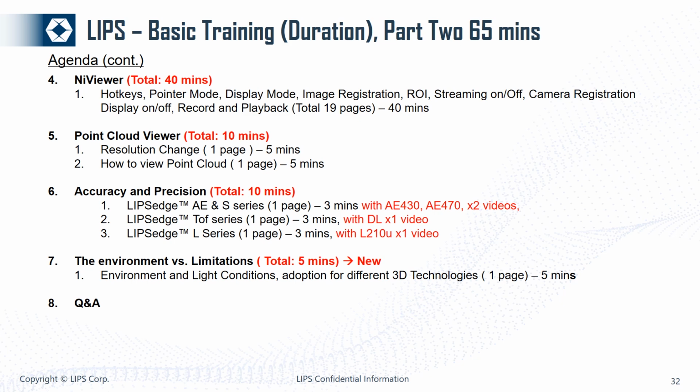Chapter 5, point cloud viewer, resolution change, how to view point cloud. Chapter 6, showing the accuracy and precision within the different LIPS Edge series for the LIPS Edge AE and S series, LIPS Edge DL and M3 series, LIPS Edge L series, and Chapter 7, the environment and light conditions that could affect which camera to use.